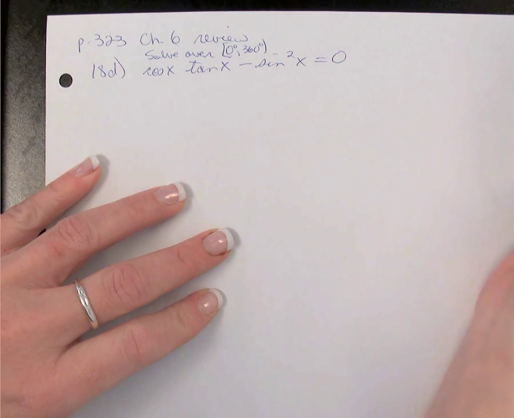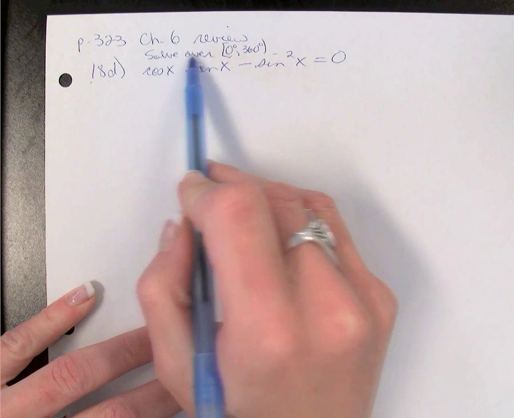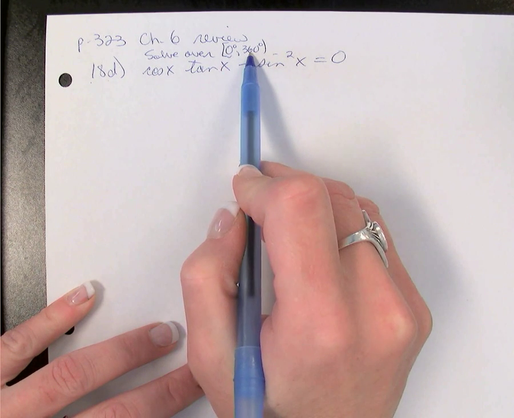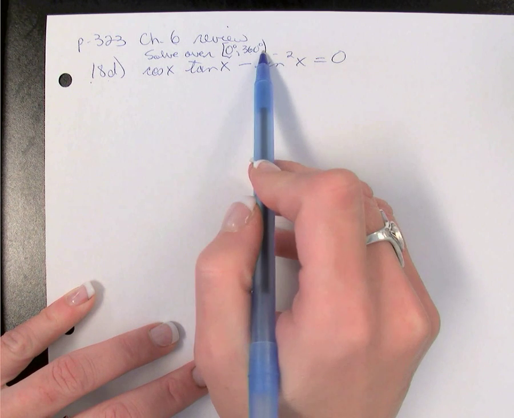Page 323, Chapter 6 Review. Question number 18D. Solve over the interval 0 degrees to 360 degrees. 0 degrees is included, 360 degrees is not, so it's up to 360 degrees.